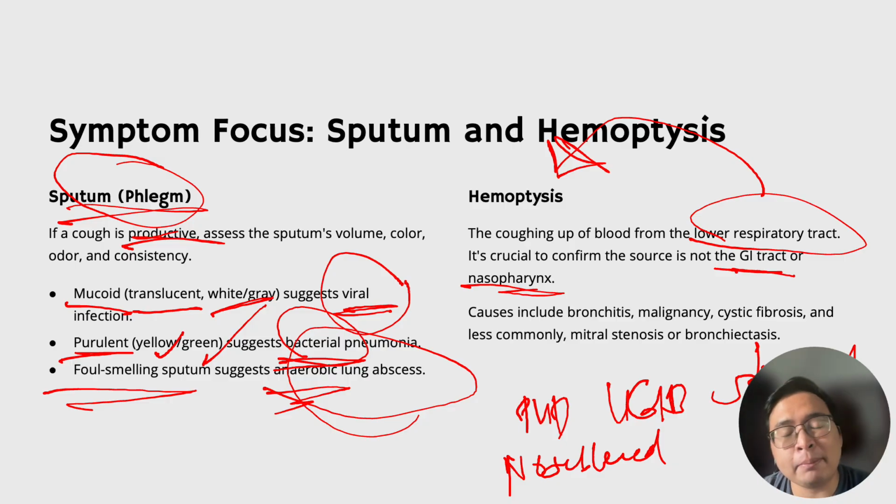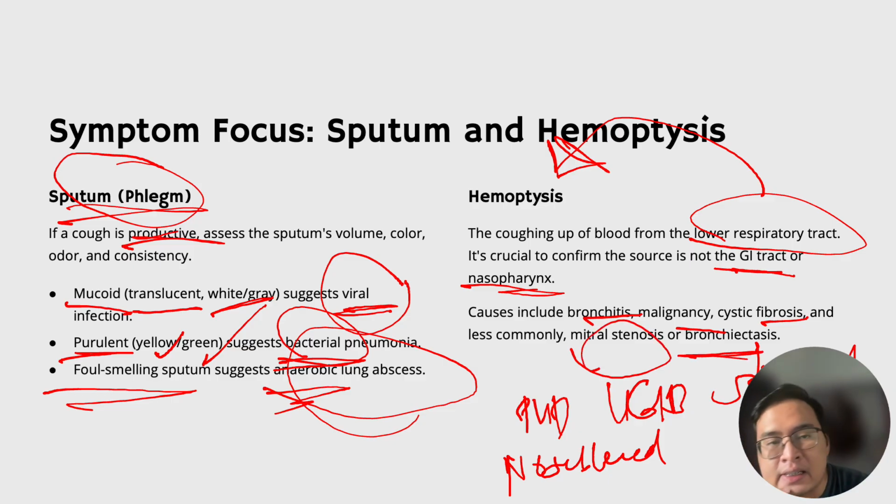Okay, so there are many causes of hemoptysis. It could be bronchitis, malignancy, cystic fibrosis, and less commonly, even cardiac diseases such as mitral stenosis, as well as bronchiectasis. Okay, so in the Philippines, what are you going to consider? Probably tuberculosis.